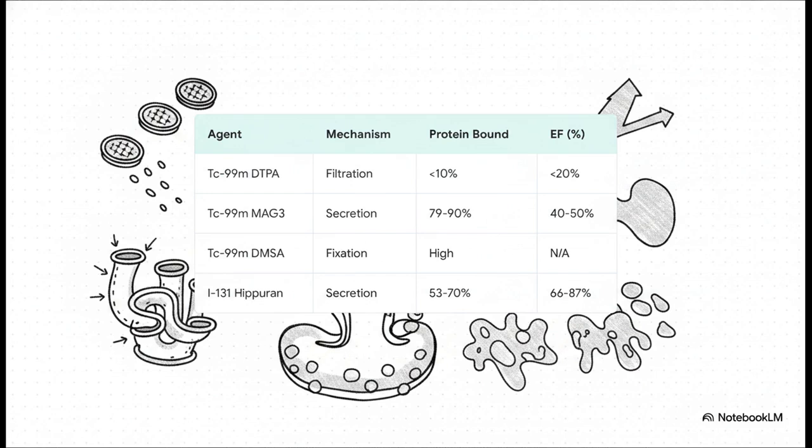DMSA, our cortical fixator, has high protein binding, but its extraction efficiency isn't calculated in the same dynamic way since it just statically binds to the tissue. And finally, I-131 heparan, which is an older standard, heavily relies on secretion and achieves the highest extraction efficiency of all, up to 87%, though it does come with some less favorable dosimetry.